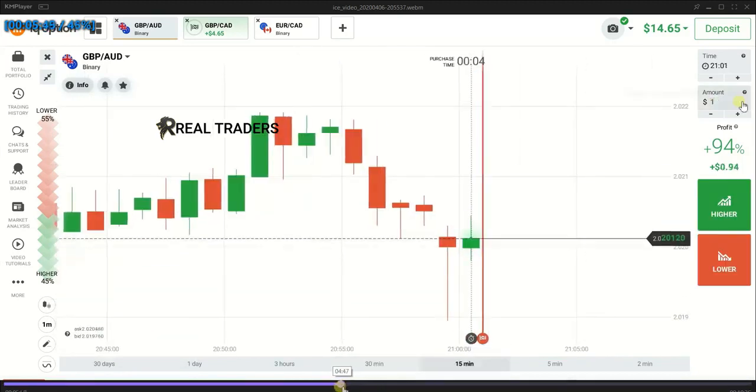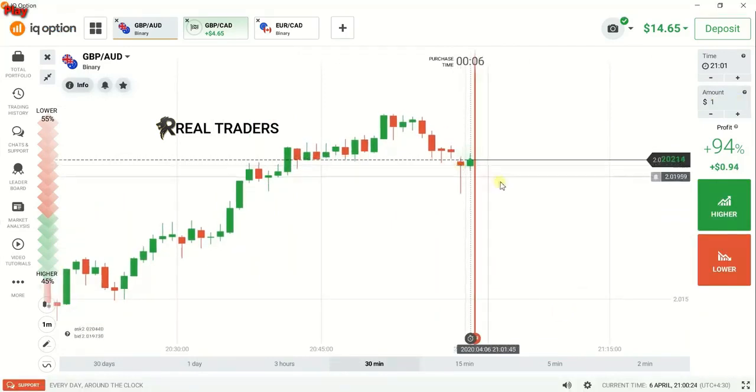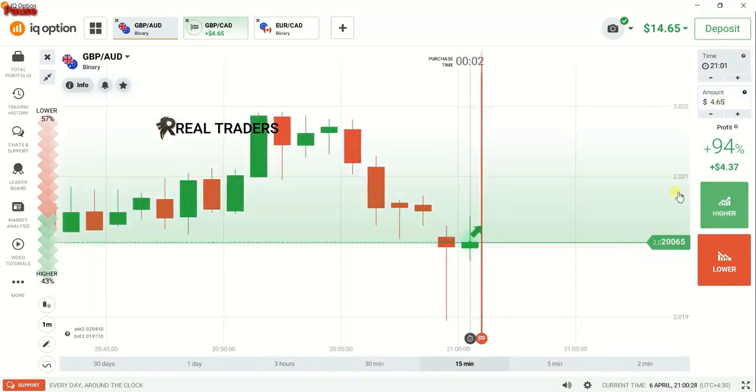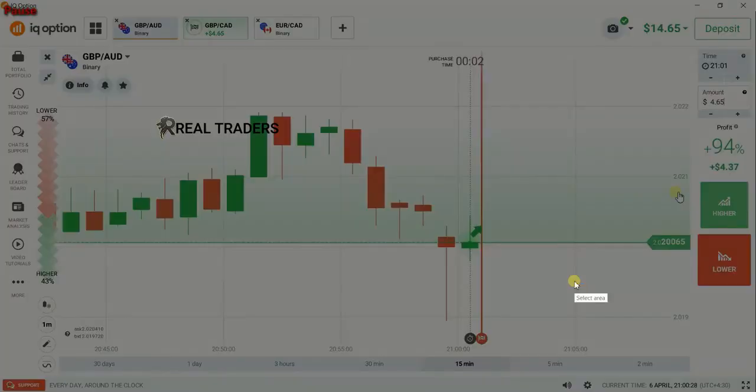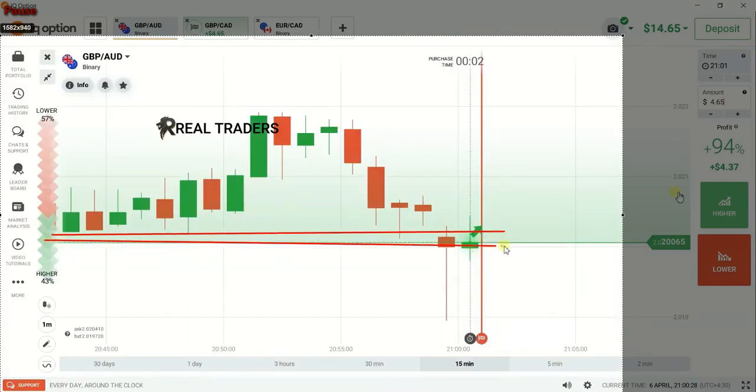Okay, here as you can see, at this market I placed a higher option here. Why? Because you can see a very strong support level here at this area. You can see this support level held the market for a long time, so it is a strong level. It is one reason I wanted to place a higher option here.